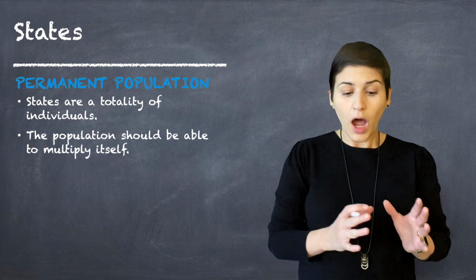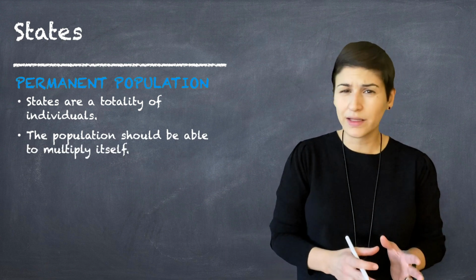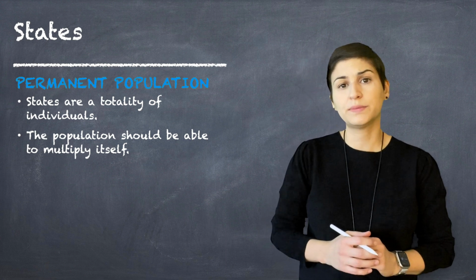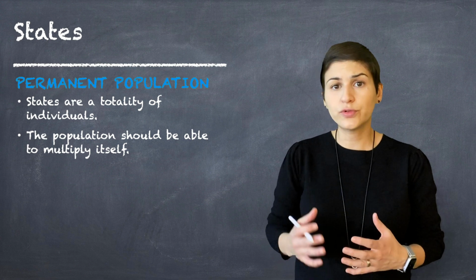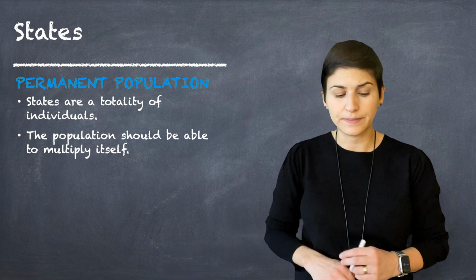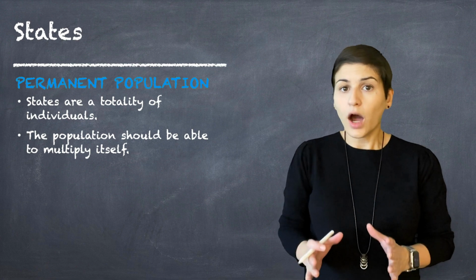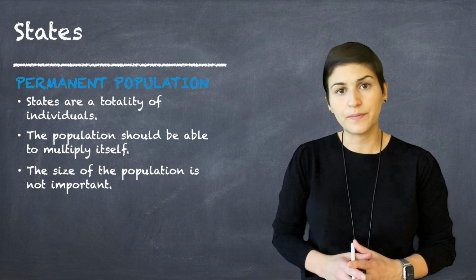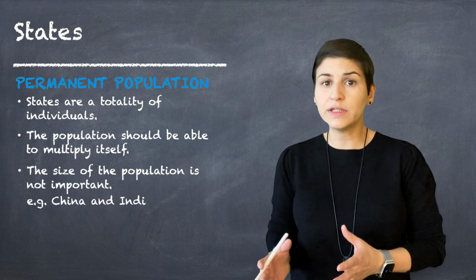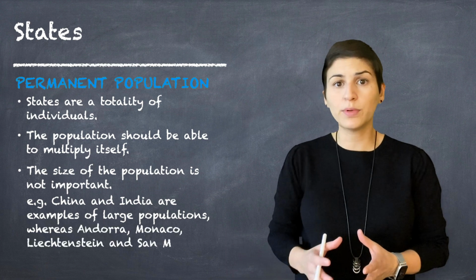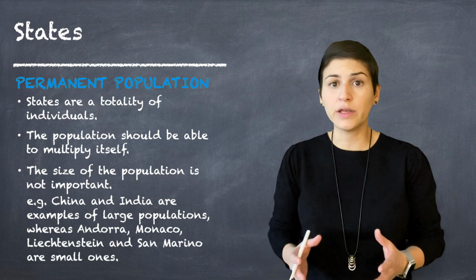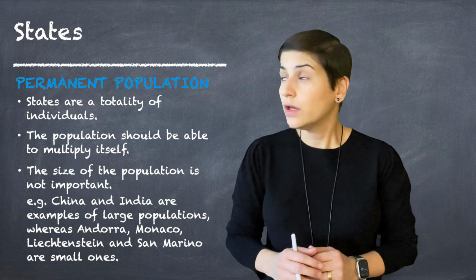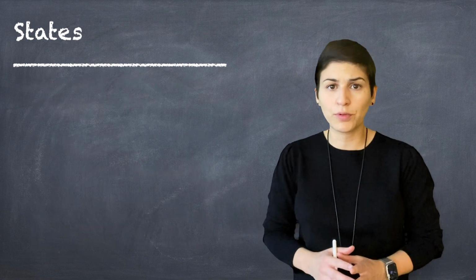So in other words, how the population got to the territory is not an important question, because what matters is how this population multiplies itself. And this is due to the question of continuation of the state. On the other hand, how large the population is not necessarily important, and there is no defined minimum population. For example, while we can consider Liechtenstein with a 30,000 population as a state, we also consider China and India with a very large population as states as well. So the first criteria is a permanent population.